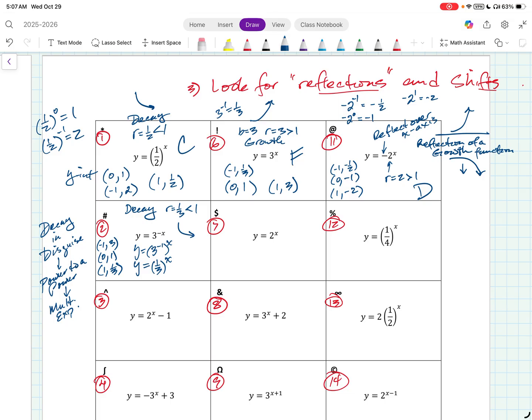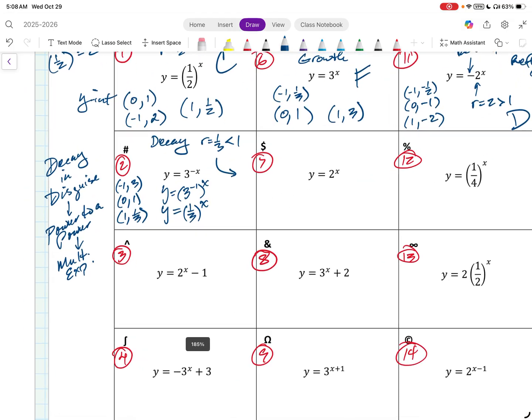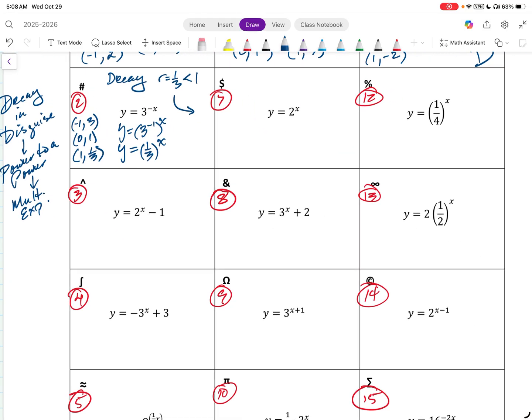Just for funsies. Because you guys need some experience, let's just play around with it here. Let's take a look at one with a shift, like number 3. So here the r is 2, it's greater than 1, and we don't have a negative exponent, so this is growth. But this right here, this is an upshift. Oh, excuse me, down, sorry, down 1. So this has been shifted down 1. We learned about that in unit 3.